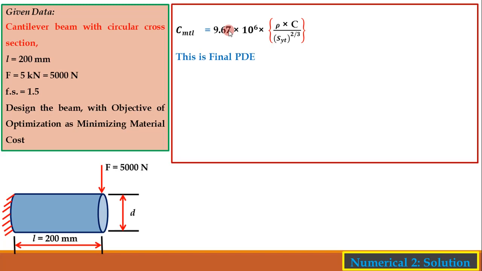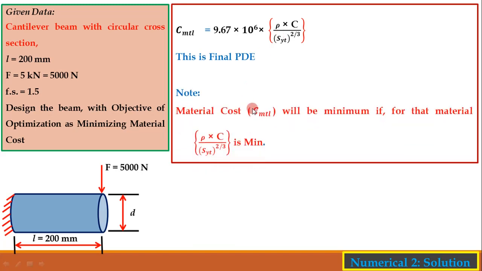Note that our objective of optimization is minimizing the material cost, and this is the final equation for the material cost. It depends on the parameters rho C upon SYT raised to 2 by 3. You can easily understand that to have the minimum material cost, the value of this group of parameters must be minimum. So we have to select the material out of the 3 given materials such that the value of this group of parameters is minimum.